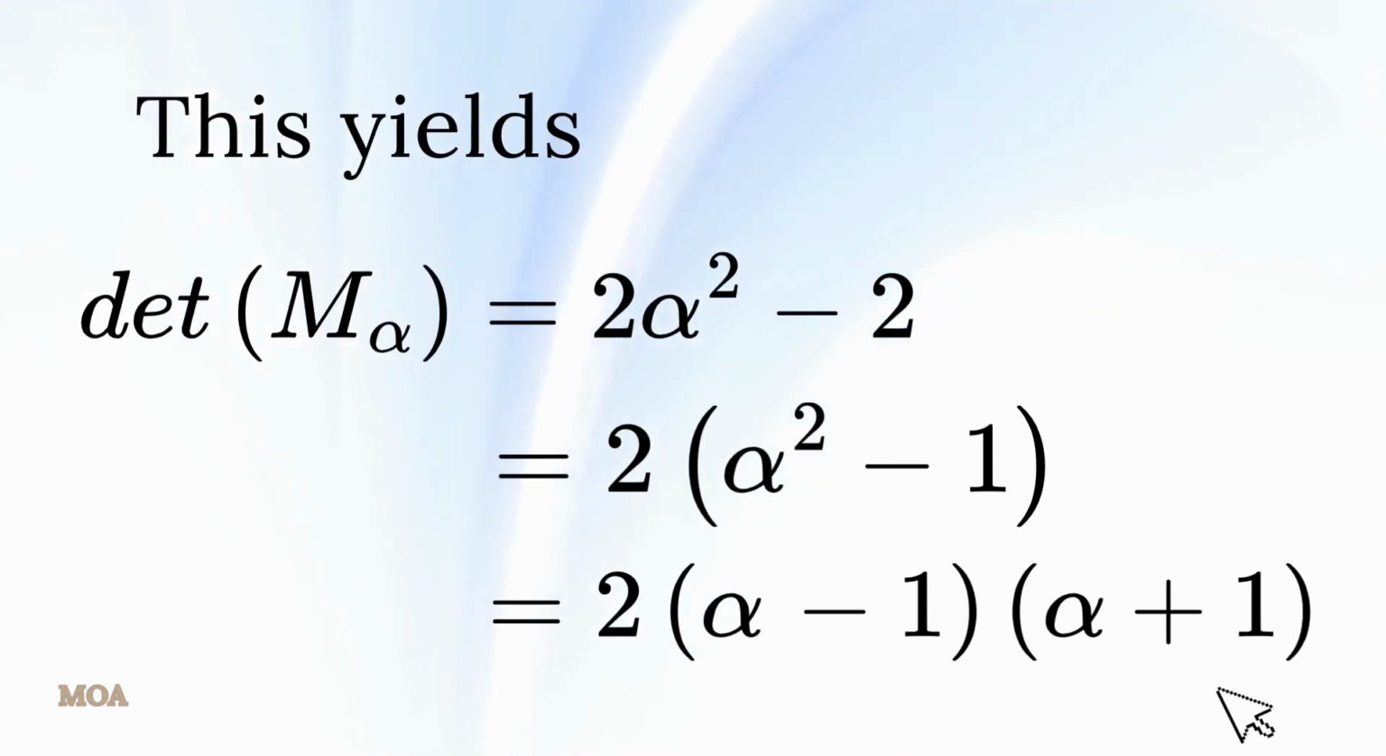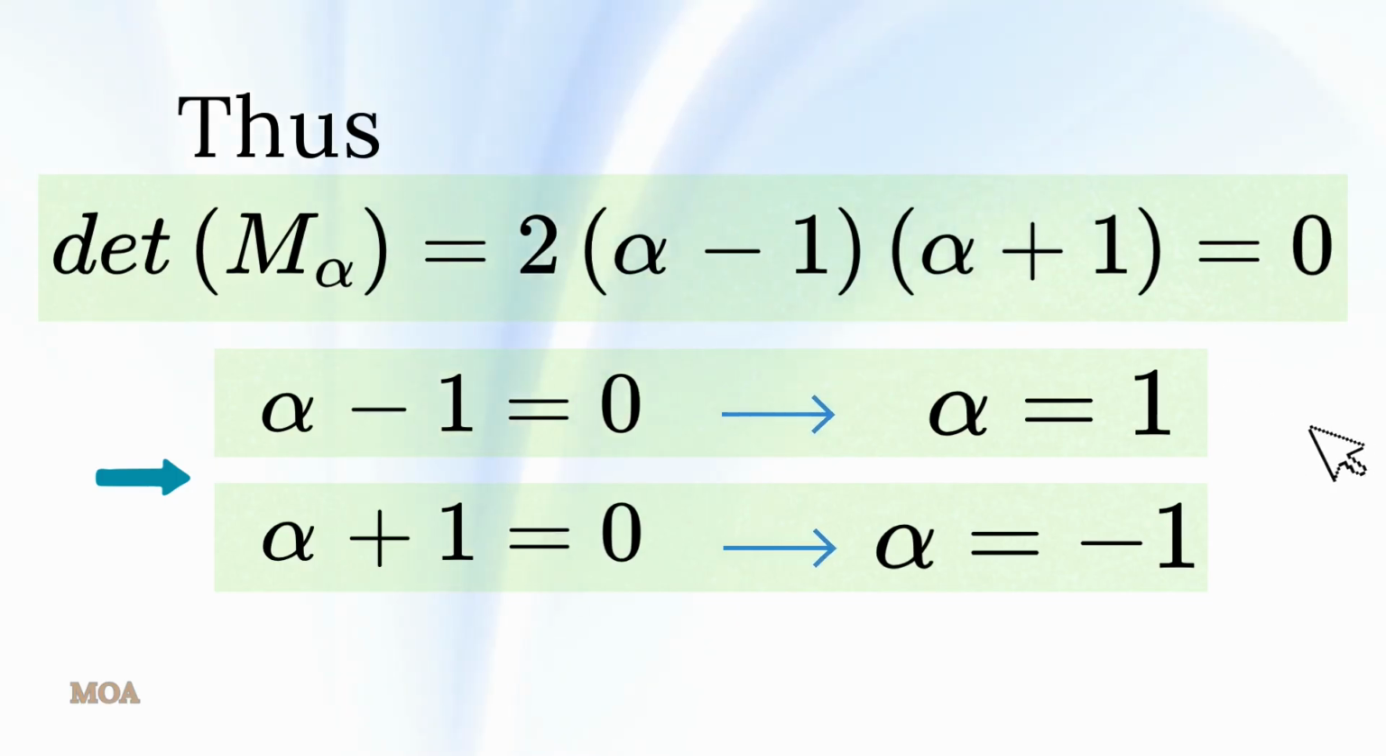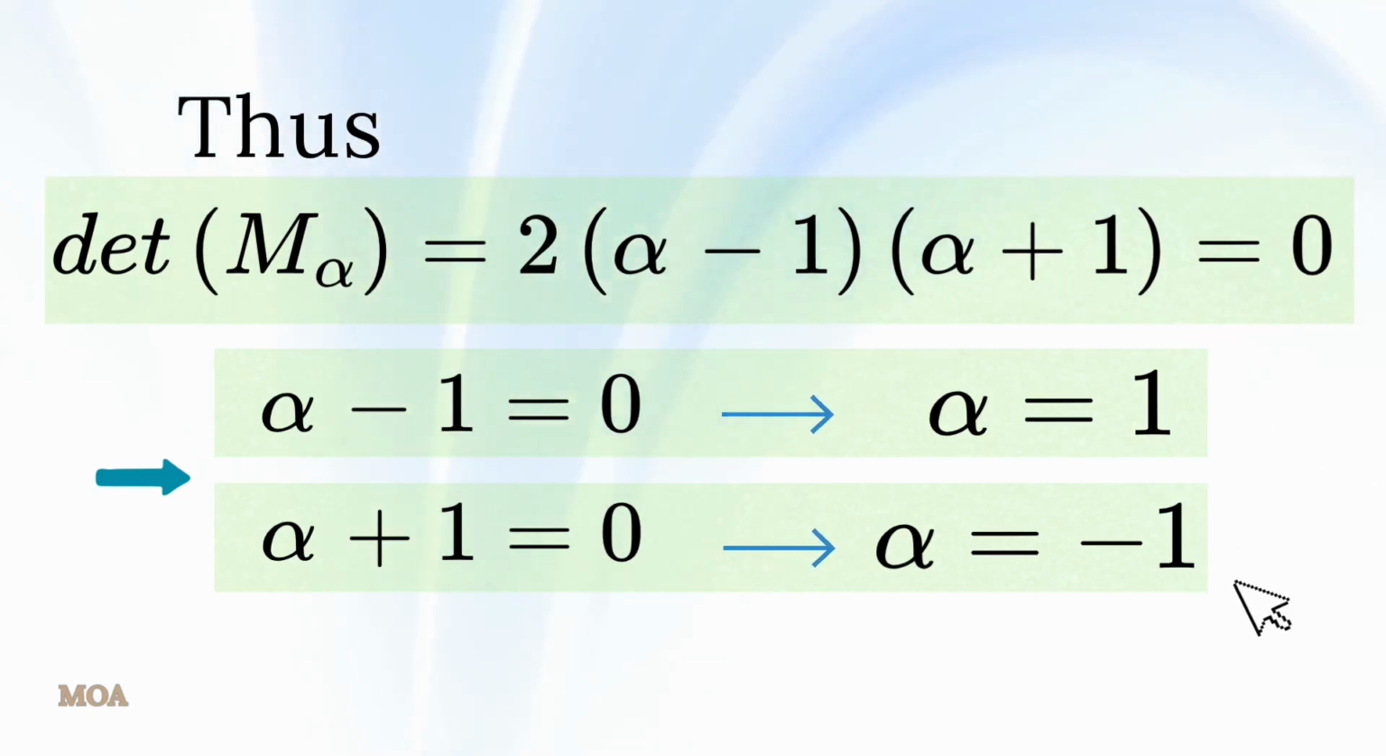After factoring out 2 and applying the difference of squares identity, this yields the determinant of the matrix M sub alpha equals 2 times the quantity alpha minus 1 times the quantity alpha plus 1. Thus, the determinant of the matrix M sub alpha equals 0 implies either alpha minus 1 equals 0, which leads to alpha equals 1, or alpha plus 1 equals 0, namely, alpha equals -1.